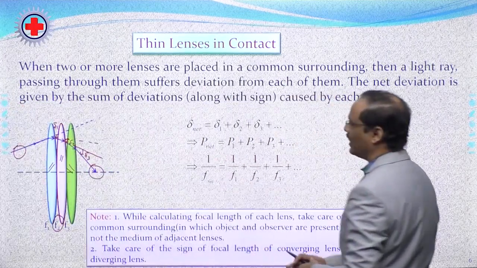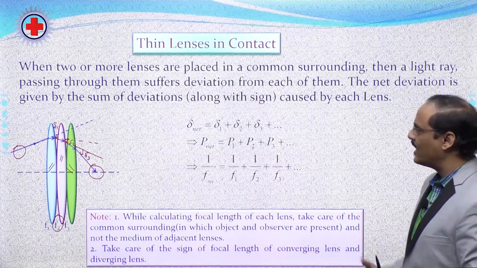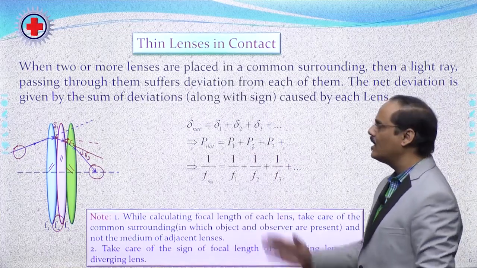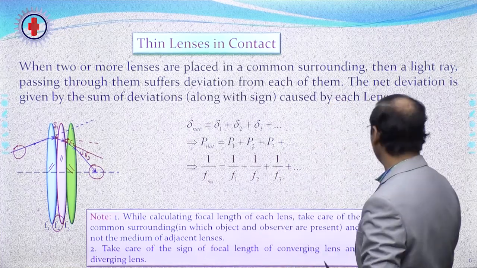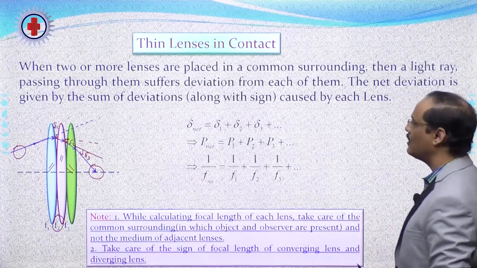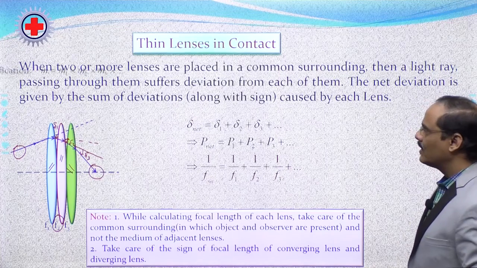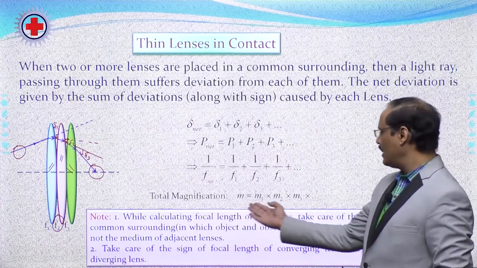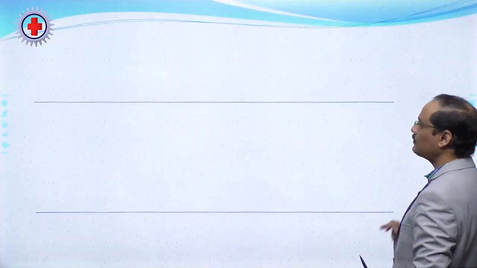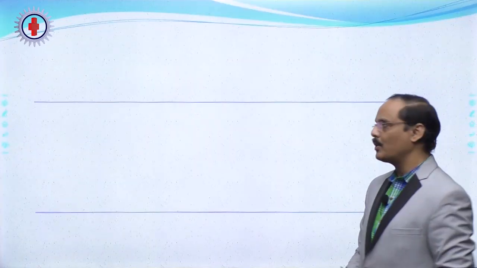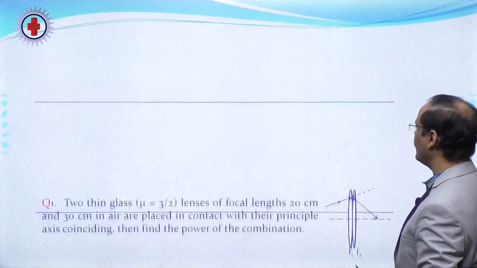If you try to find the magnification, the net magnification caused by the combination will be the product of magnification caused by each of the lenses. So, net magnification is obtained from the product of magnification of each lens. Now, let us see some problems, some simple problems.